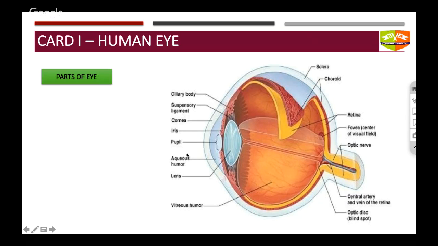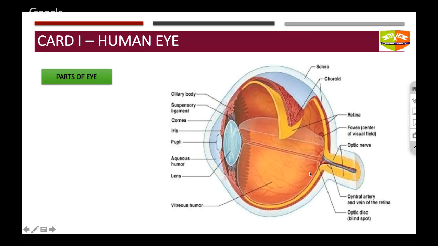Then I went to the pupil, and I told that the pupil is responsible for the amount of light entering inside the lens. Then I told that the aqueous humor is responsible for providing this bulge to the human eye, and it also acts as a primary lens, which has a definite focal length. Then I went to the retina. I told that it acts as your screen for image formation.